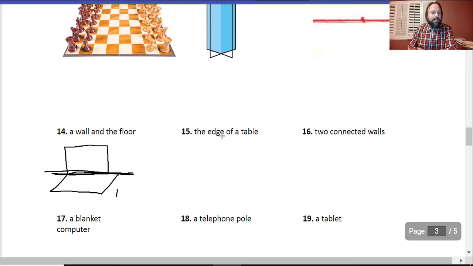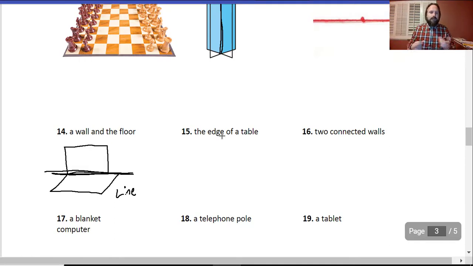Well, that's going to be a line. Now, we're not going to say, hey, it's two planes. What do the two planes create? The intersection is a line. So that's like number 12 right here. Where the two planes meet, they make a line.